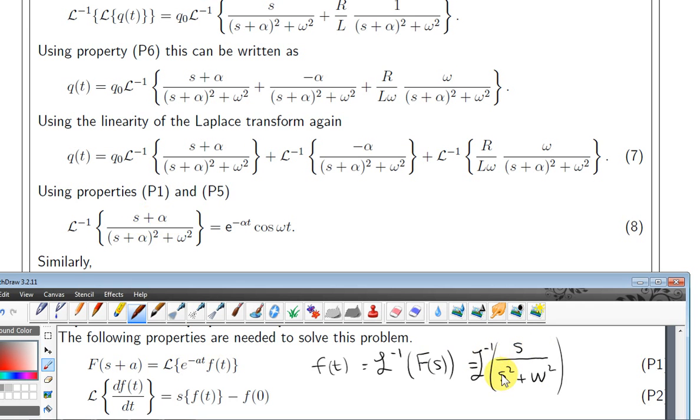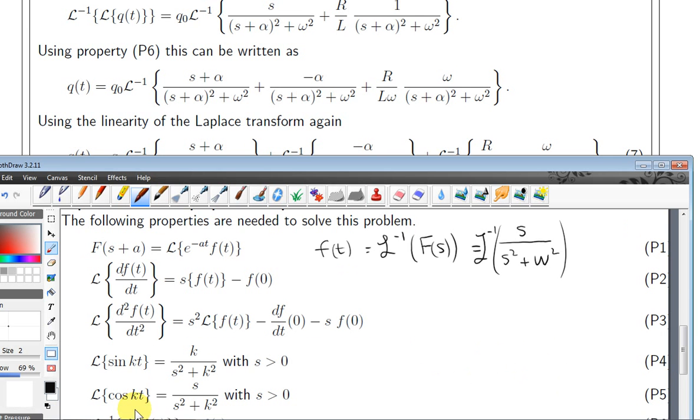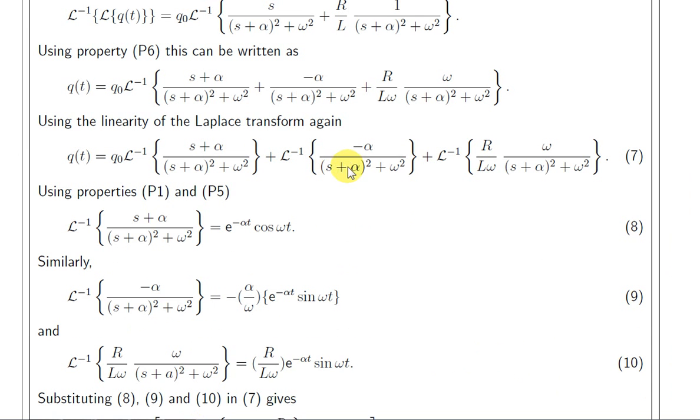So we want the inverse transform of S over S squared plus omega squared, and we saw that that's the cos of omega t. So that's this property here, with k replaced by omega. Let's look at the next fraction.